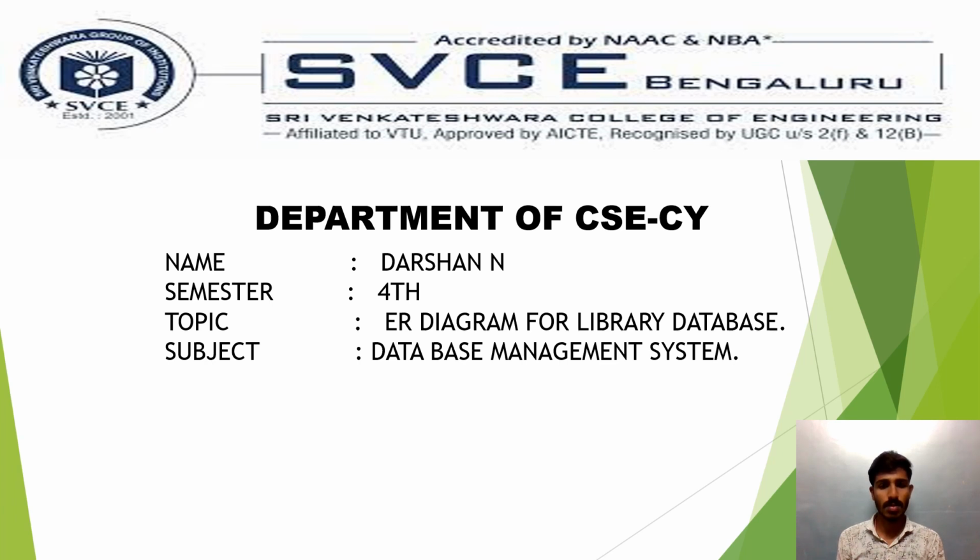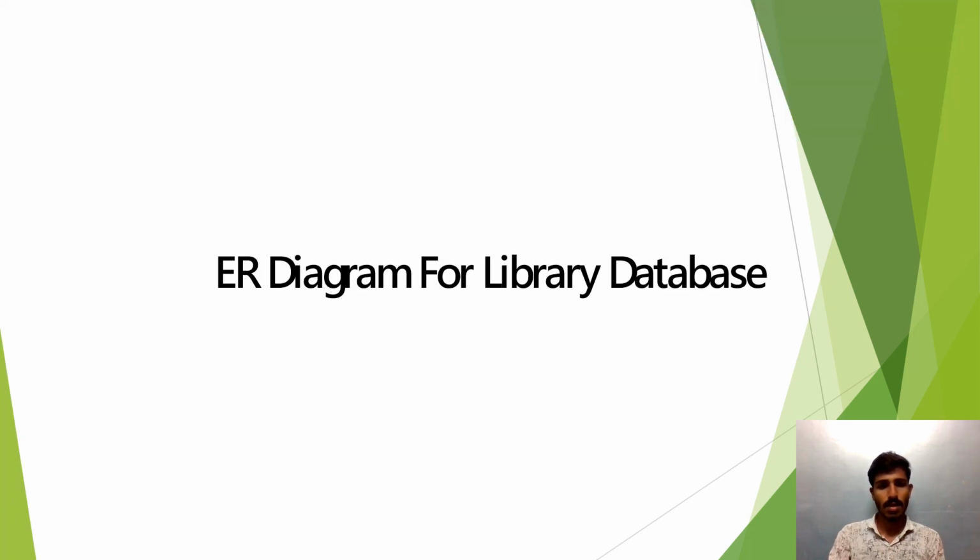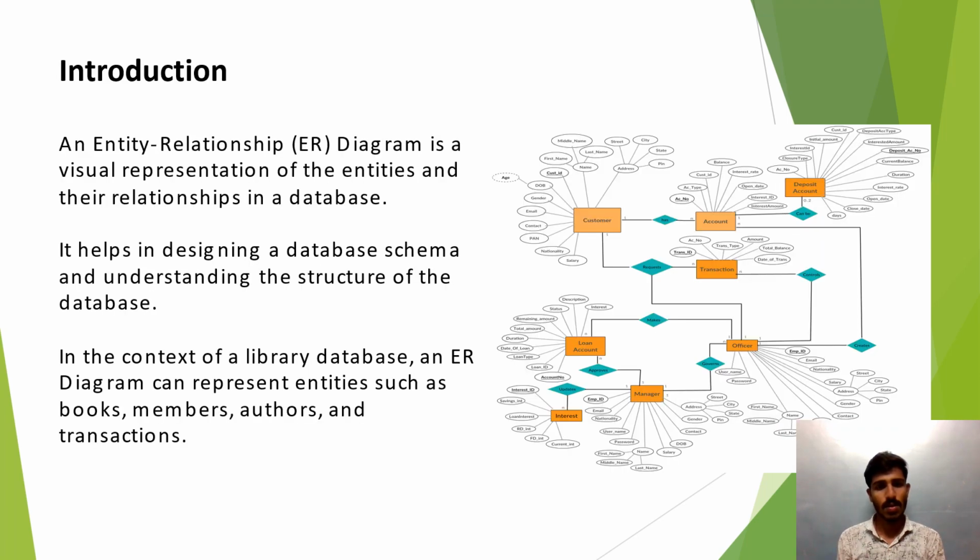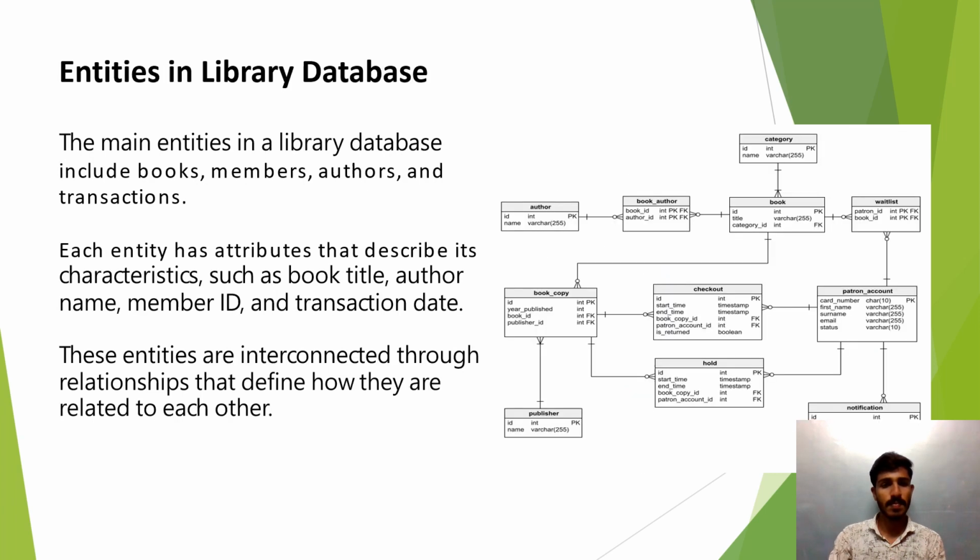Today we discuss the topic: ER diagram for library database. Introduction. An entity relationship diagram is a visual representation of the entities and their relationships in a database. It helps in designing a database schema and understanding the structure of the database. In the context of a library database, an ER diagram can represent entities such as books, members, authors, and transactions.